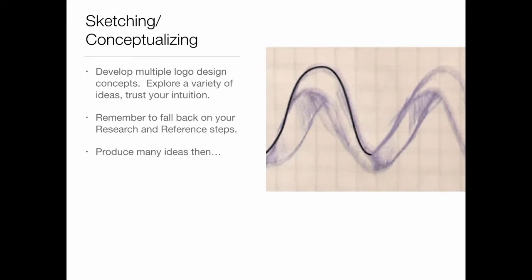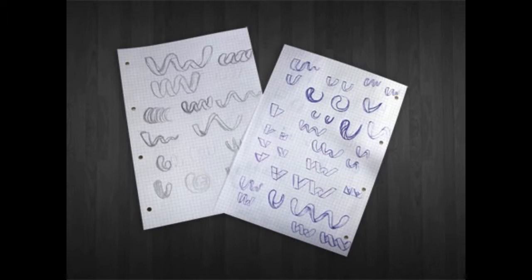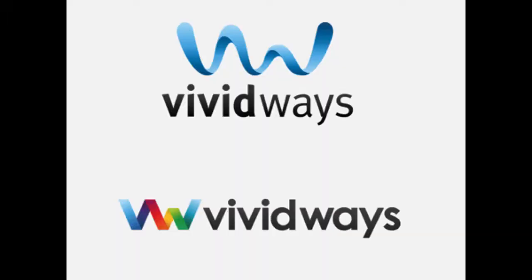Then you move into sketching and conceptualizing. So you're going to go through a bunch of ideas in your head or on the back of a sheet of paper. Try to sketch out what's going on, what seems right. Fall back on your research and reference steps. What have you done? What have you seen? How do they fall into place? You want to produce a bunch of ideas as you're playing through this, because you don't know what's the right one. This is that intuition phase, where you're just trying to go for it, give yourself a bunch of ideas, and then you can start to distill down as to what's really working, and start to enable this as an actual logo.